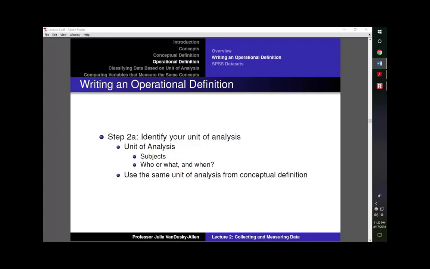The first step in writing an operational definition of a variable is identifying the variable's unit of analysis. Recall that the unit of analysis tells us who the variable applies to, who or what and when they existed. The unit of analysis should be the same unit of analysis from the conceptual definition.